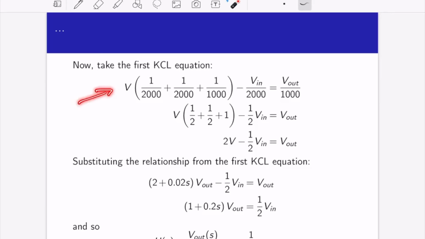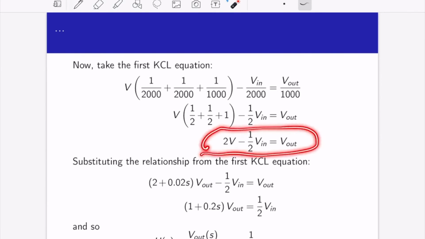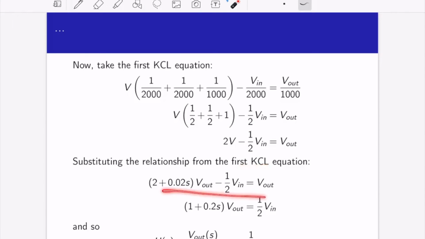Okay, so we'll take the first equation. We will simplify it quite a bit. Substitute this into the second equation, and we solve, and we get 1 plus 0.2 S times V out is equal to 1/2 times V in. Solve for V out over V in, and we will end up with the transfer function 1 over the quantity 2 plus 0.04 S. And so that's our transfer function.